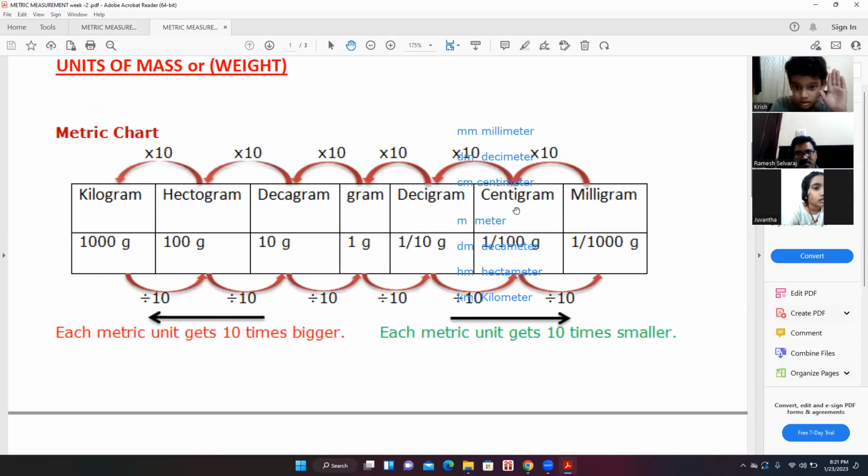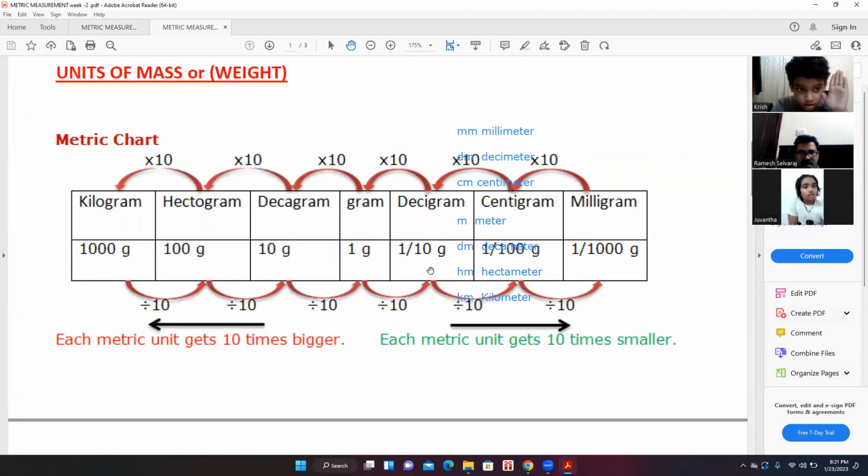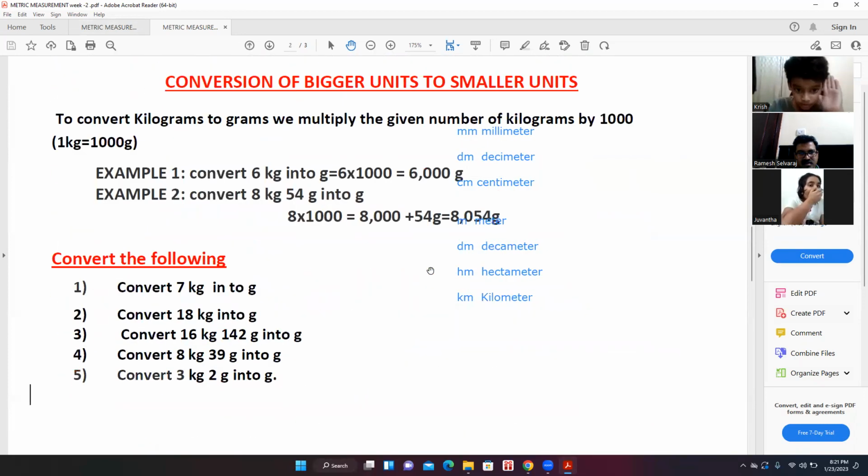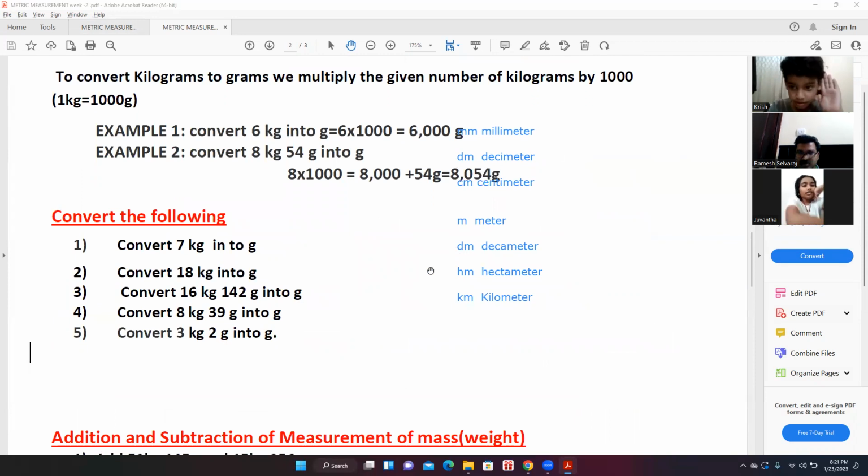Millimeter, this is milligram, decigram, decagram, kilogram. The same way, this is length also it is there. This is.